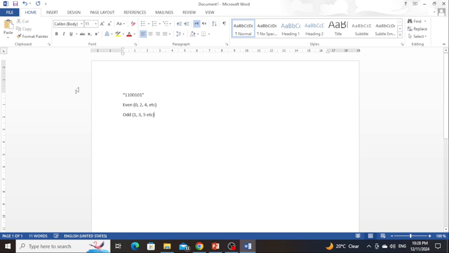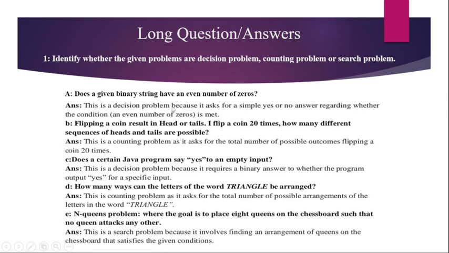Now let's discuss the answer of this question. This is a decision problem because it asks for a simple yes or no answer regarding whether the condition an even number of 0 is met. When we say it's a decision problem, we mean that the question is asking for a straightforward answer, either yes or no. Okay? Next, the second part of this question, flipping a coin result in head or tail.